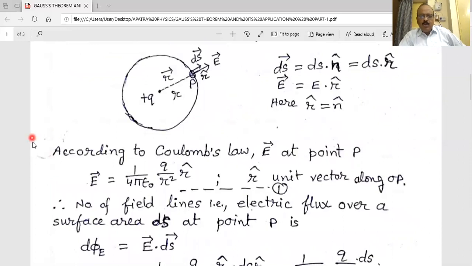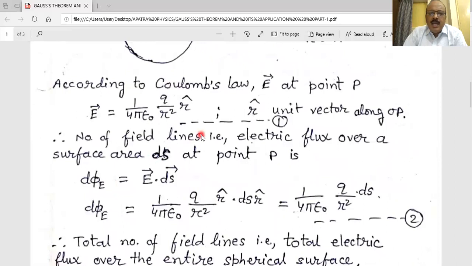Now, according to Coulomb's law, the electric field intensity E at point P, which is at distance r from the point charge Q, is E vector equal to 1 by 4 pi epsilon naught. Here we take epsilon naught because we consider the charge to be placed in free space or vacuum. Whole into Q divided by r square into r cap, where r cap is the unit vector along OP.